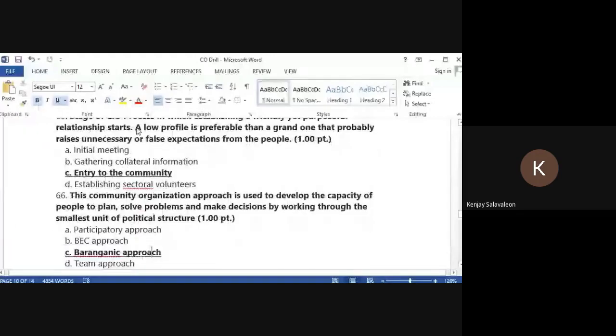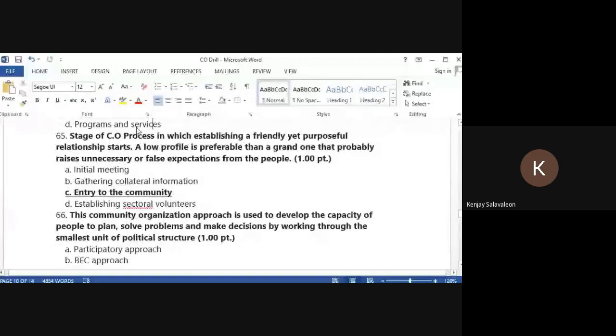65. Stage of CO process in which establishing a friendly yet purposeful relationship starts. A low profile is preferably than a grand one that probably raises unnecessary or false expectations from people. Ito yung sa stage ng entry to the community. Hindi naman kapag you are going in the community, you don't need grand opening or grand entrance because it might raise false hope or false expectation. Low-key lang. First, pay a courtesy visit with the existing leaders, then introduce yourself. It might be during any gatherings that involves mass number of people.